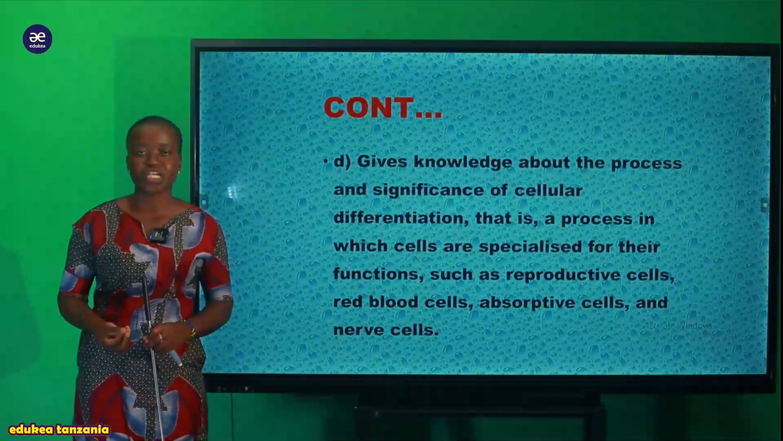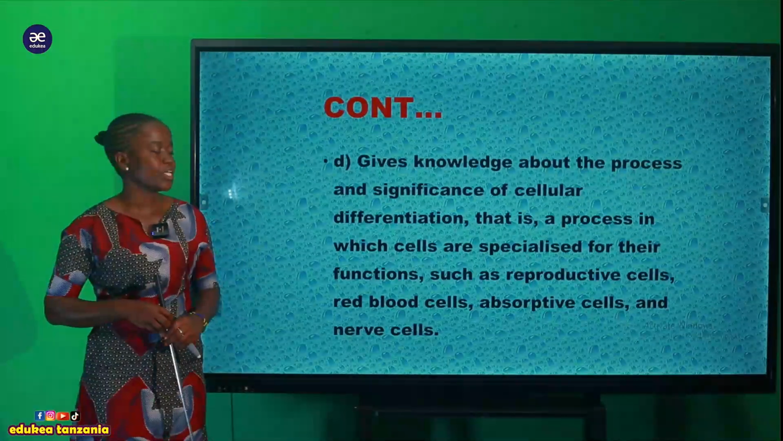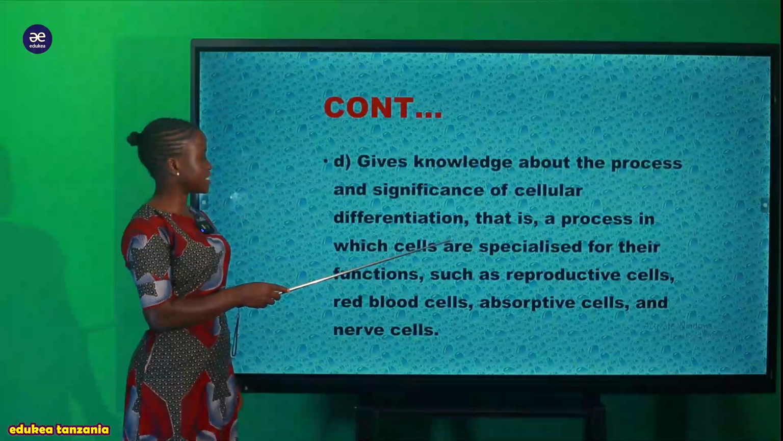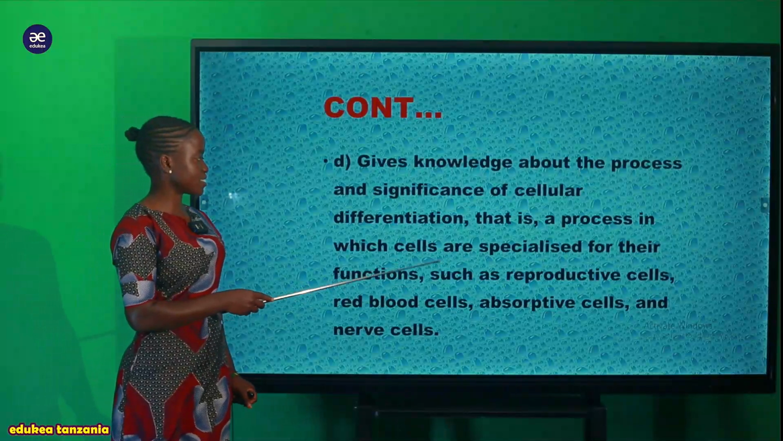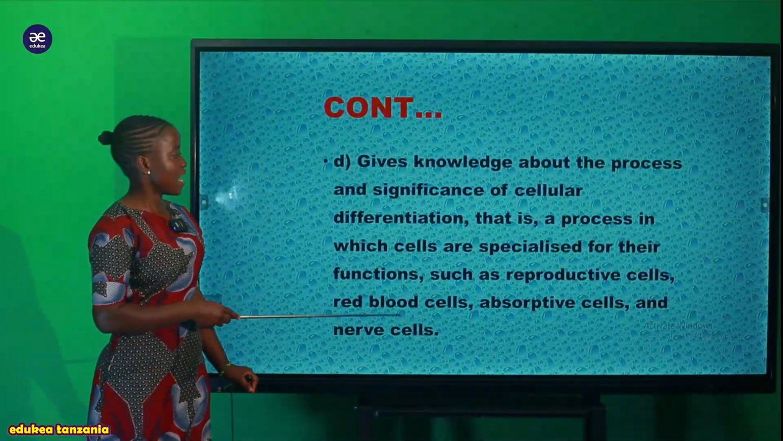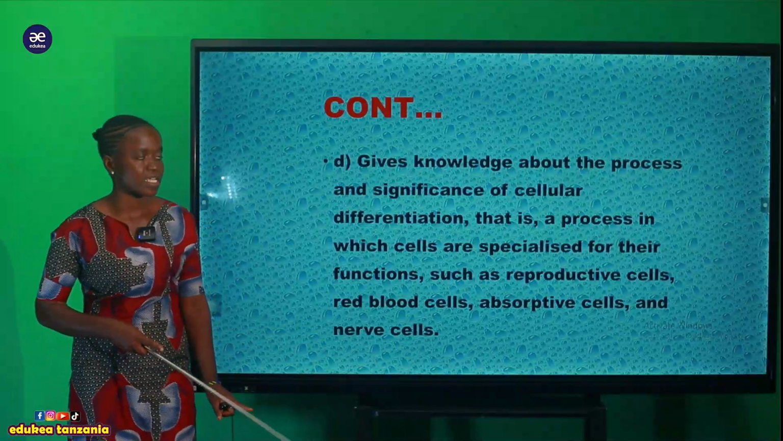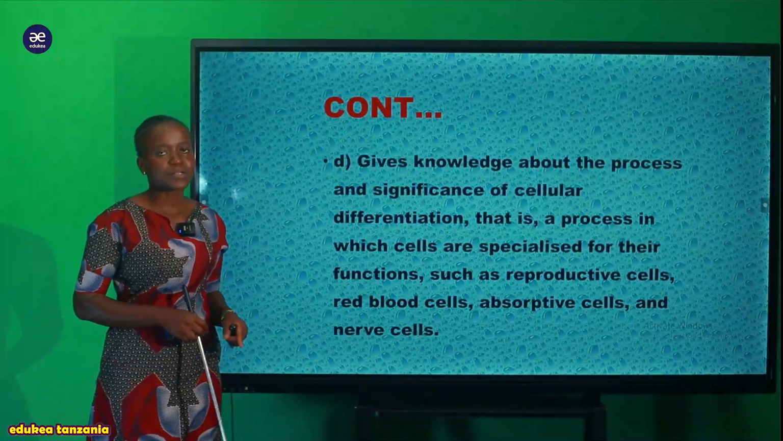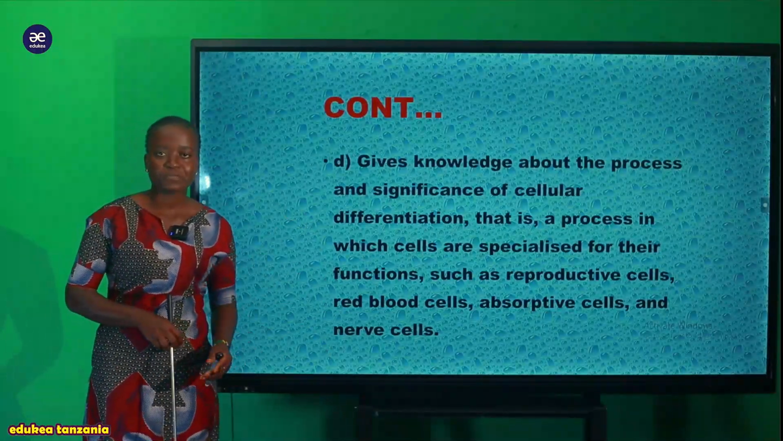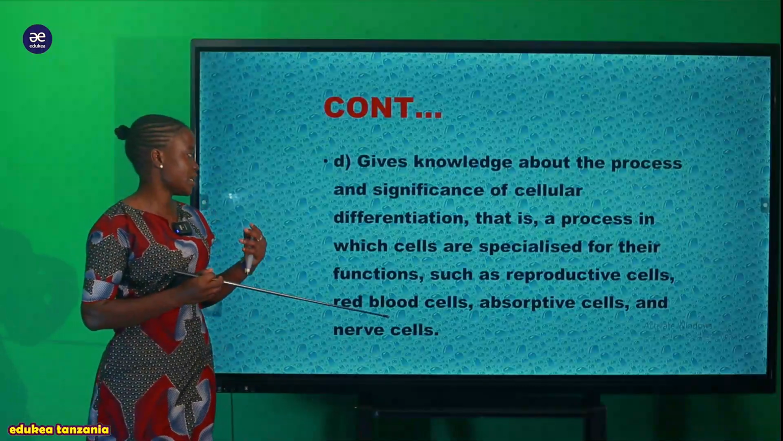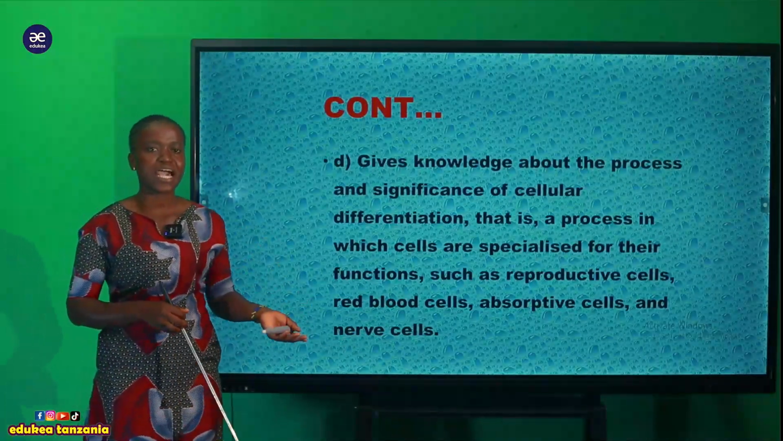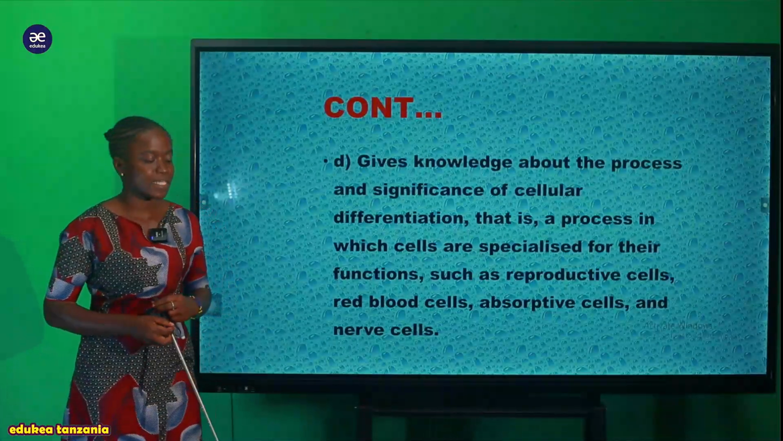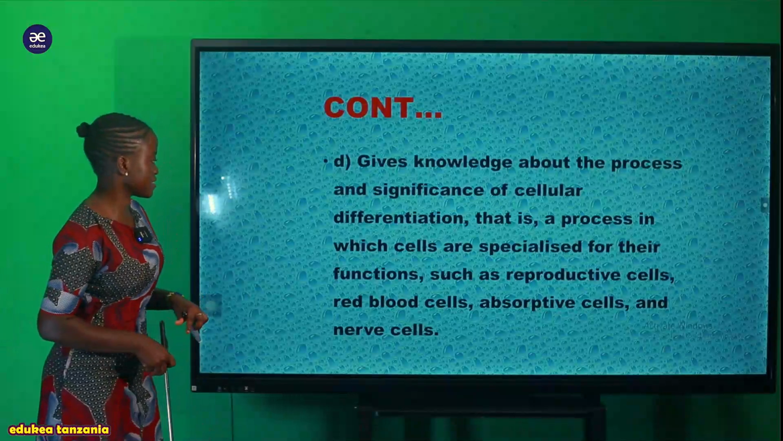How does the cell differentiate to become another thing? So here you're going to learn. For example, here you can see the process in which cells are specialized for their functions, such as the reproductive cells, red blood cells, absorptive cells, and nerve cells. So you're going to learn how you can differentiate between these reproductive cells and absorptive cells. Hizi maybe red blood cells zina tofauti gani maybe na white blood cells ambazo zinapatikana within a living organism. So that becomes the importance of studying this cytology.